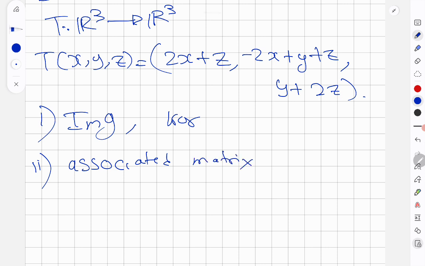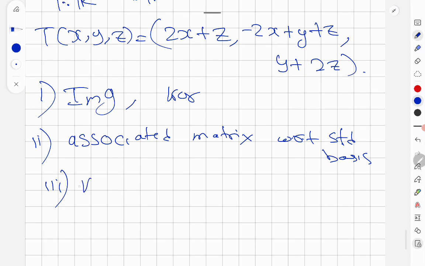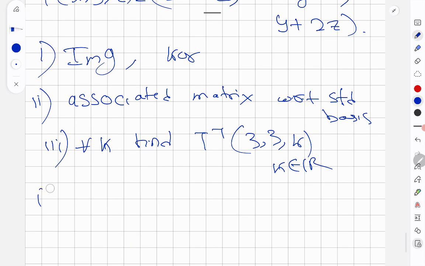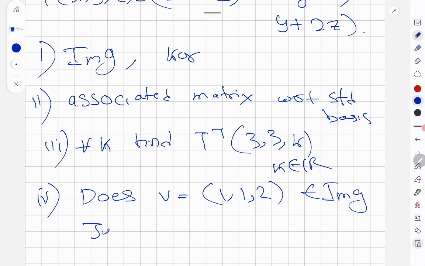Then the second question is the associated matrix with respect to the standard basis. Then the third bit, for all values of k find T inverse of (3, k), where k belongs to R. And I can add some extra question. Does the vector (1, 1, 2) belong to the image? Justify.